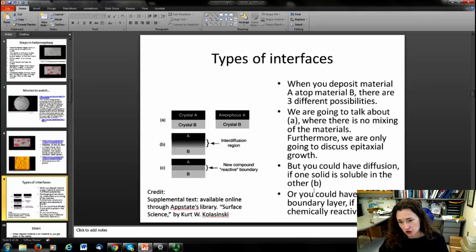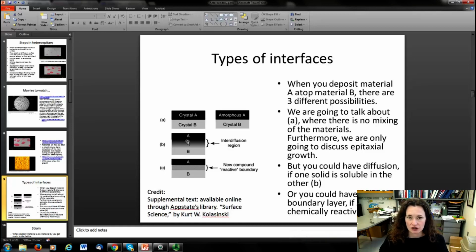You could have diffusion if one solid is soluble in the other, and then you'd have your A material up here, your B material down here, and then sort of this mid-region, which is a mix or an alloy, if you will, of the two materials. You could also have a boundary layer if A and B are chemically reactive. So you have A sitting on B, it then reacts with B, forms a reactive compound, a new compound in that mid-layer region, and then A forms on top as you continue to grow the film outward.